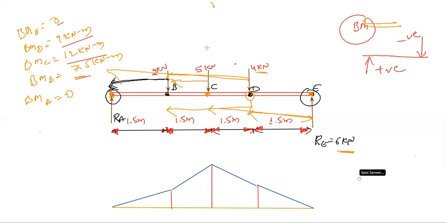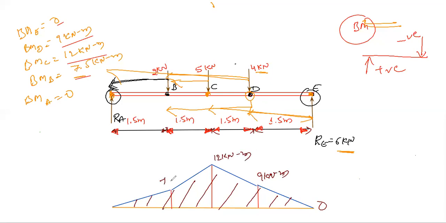This is nothing but the bending moment diagram for the given loading condition. Here you need to mention the values. Here 0, it is how much? It is 9 kilonewton meter over here. It is 12 kilonewton meter over here. It is 7.5 kilonewton meter over here. It is 0 over. This is positive. All are in positive. So this is your bending moment diagram.